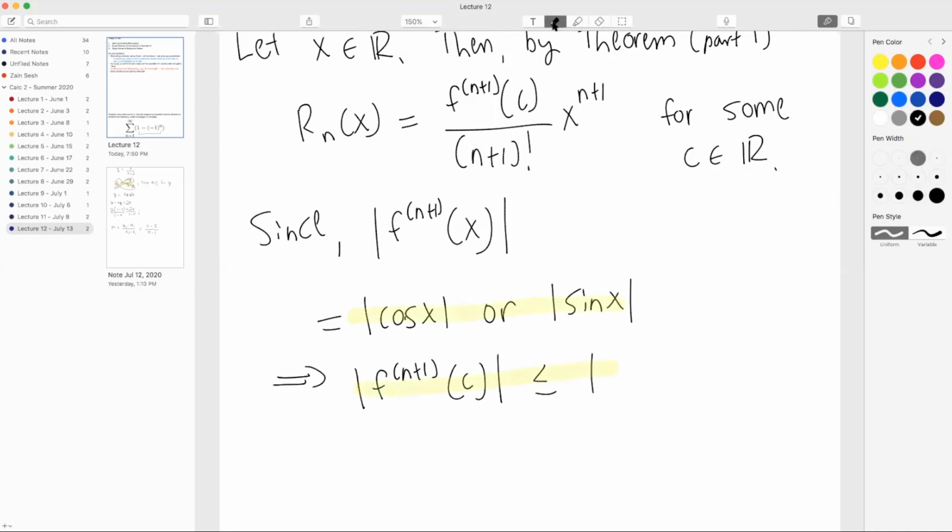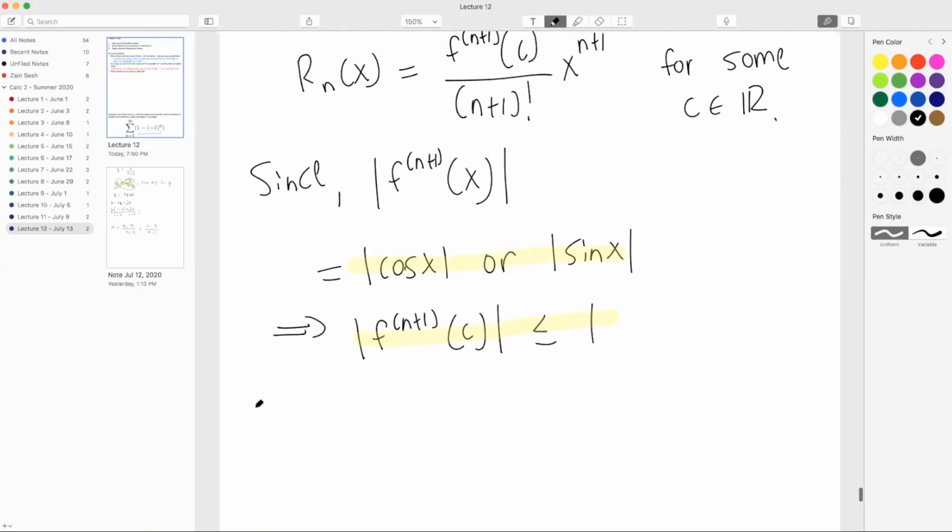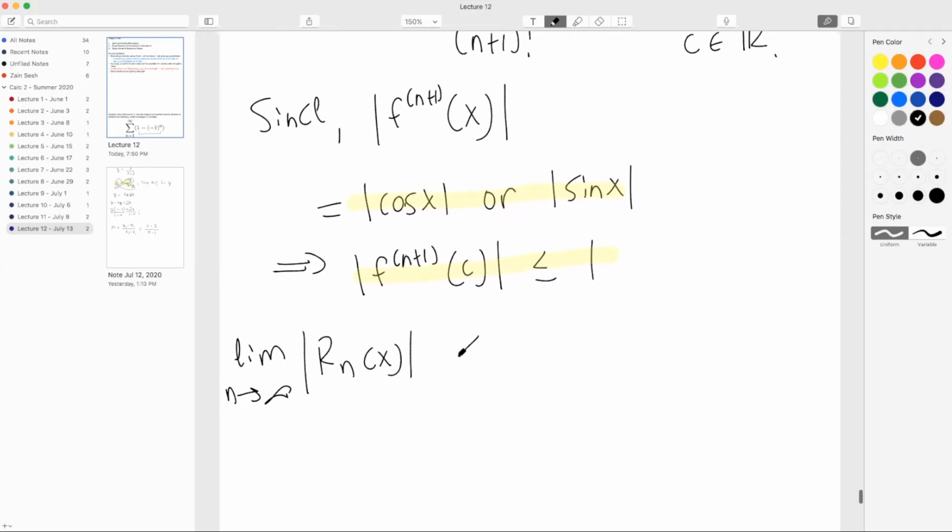I've put this on some homeworks as hints: cosine and sine are bounded in absolute value by 1. So that's why that thing in the numerator is less than or equal to 1. All right, so here we go. Now let's look at the limit of the absolute value of the nth remainder term. So the limit of the absolute value of r sub n of x will be less than or equal to the limit of the absolute value of x to the n plus 1 over n plus 1 factorial.